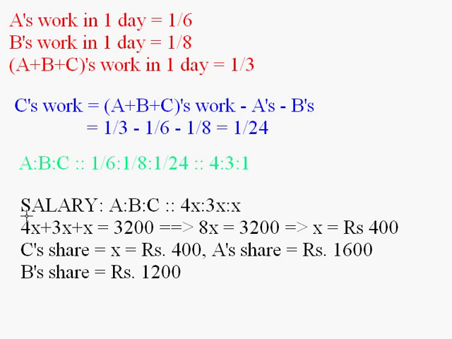Now as far as salary is concerned, A is to B is to C will be 4x, 3x and x, right? Now 4x plus 3x plus x will be rupees 3200. So we got the value of x as 400. Just put the values in these shares, so we'll get C's share, A's share and B's share. Alright, understood?